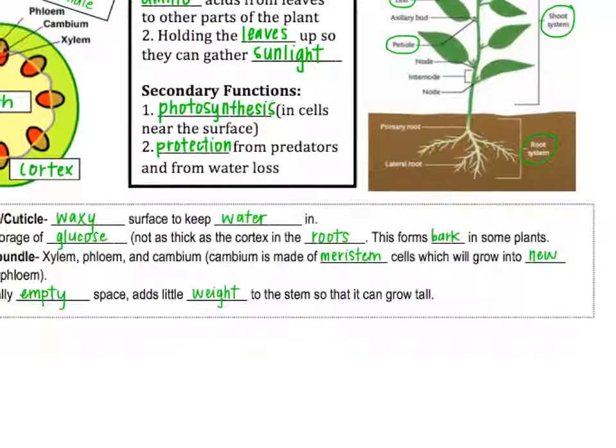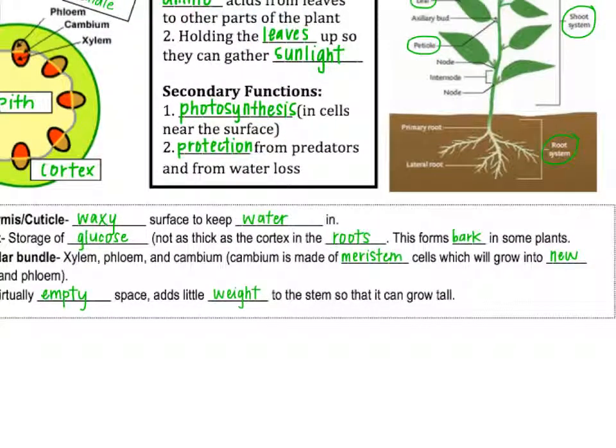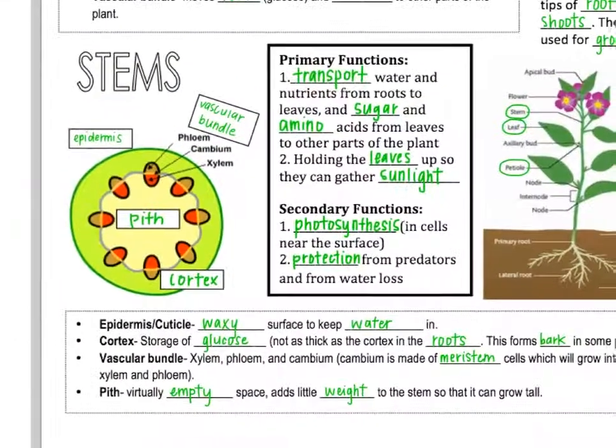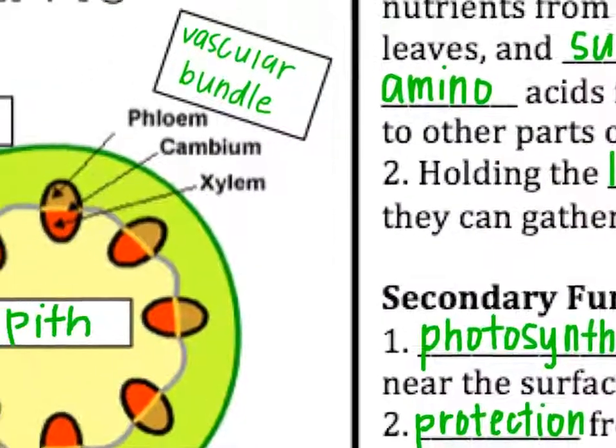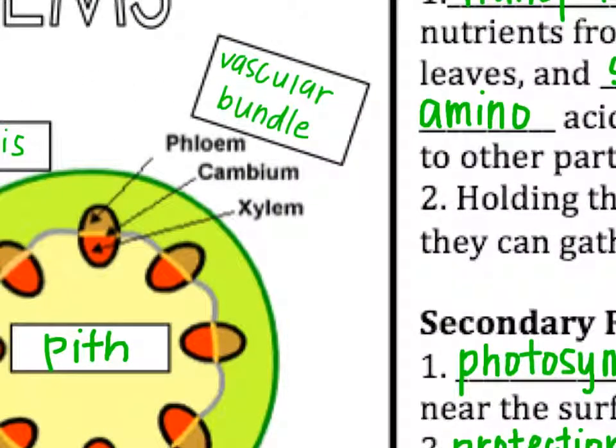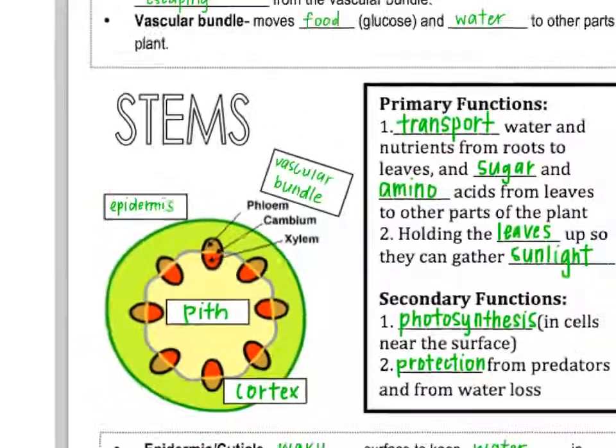It's made of meristem cells, and these meristem cells will grow into new xylem and phloem. So if you look again at where the cambium is located, it's right between the xylem and phloem. That's because it's going to become new xylem and new phloem.